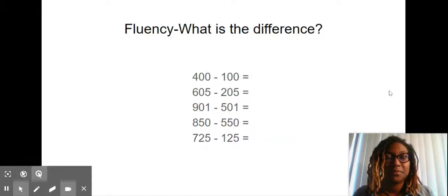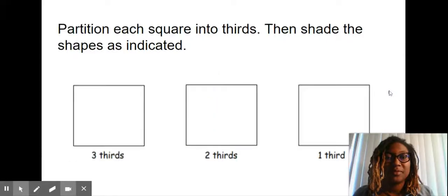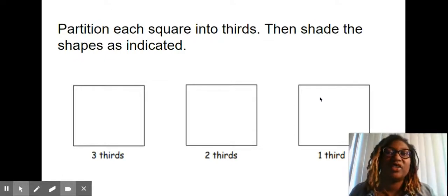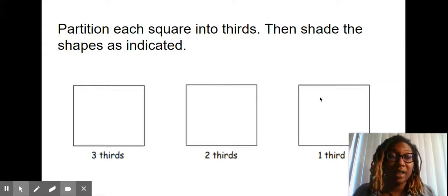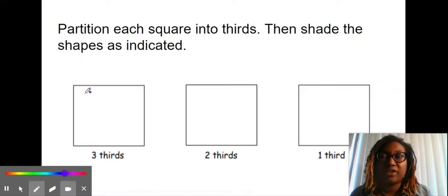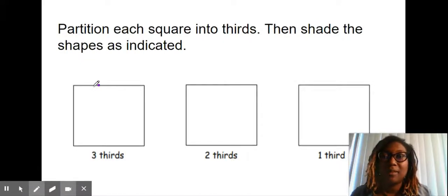Okay, so it says partition each shape into thirds and then shade the shapes as indicated. So if we are breaking something into thirds, that means we are breaking it into 3 equal parts or 3 equal shares. So we're going to break this into 3 equal parts or shares. And again, mine might not look perfect, but I'm going to try my best.